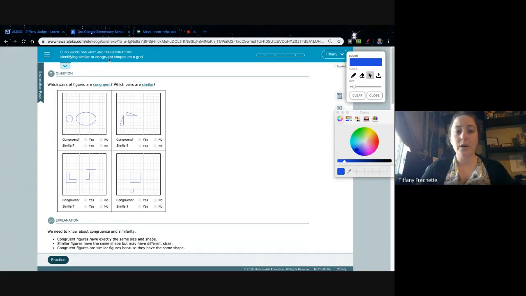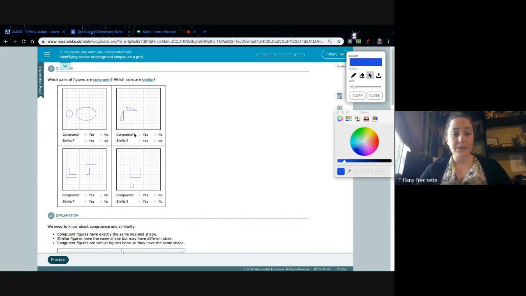Identifying similar or congruent shapes on a grid. So there's actually another video that's called identifying congruent shapes on a grid. So now we have to look at is it similar or congruent. So when we're looking at these, we need to know congruent and similar.